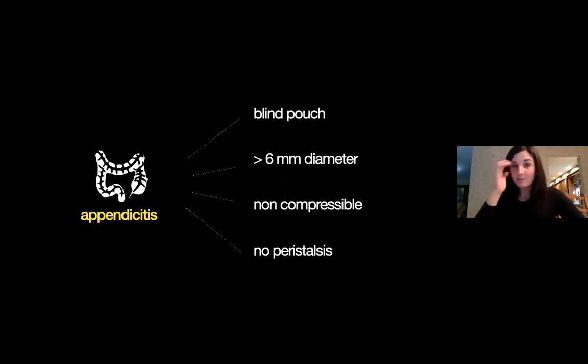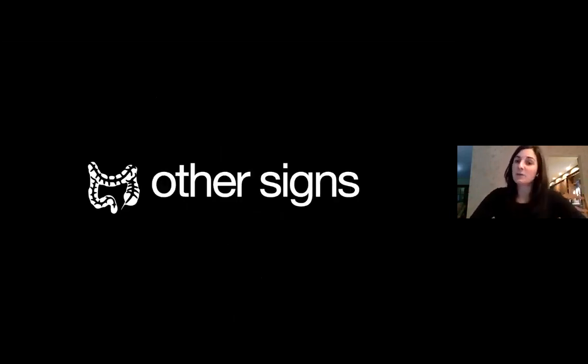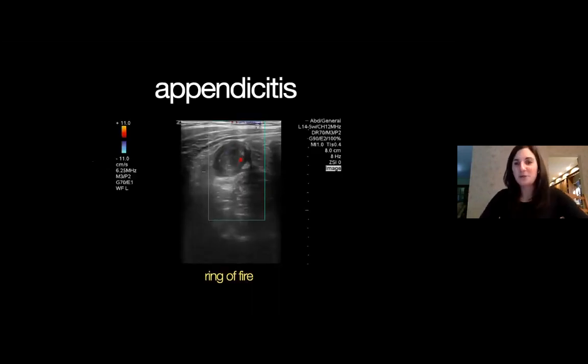So these are the criteria. Blind pouch, again, I remind them, blind pouch, more than 6 millimeters in diameter, non-compressible, and no peristalsis. But there are some other findings that sometimes will help you to really confirm that this is what it is. I love this. So the ring of fire.